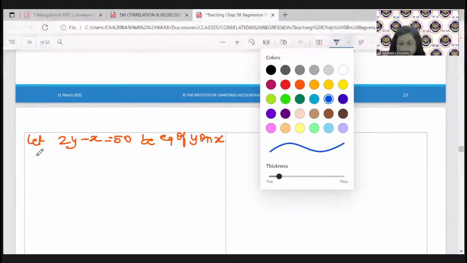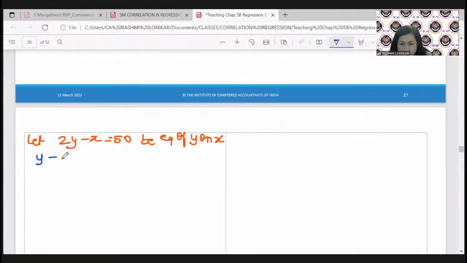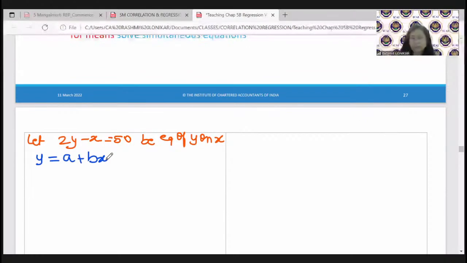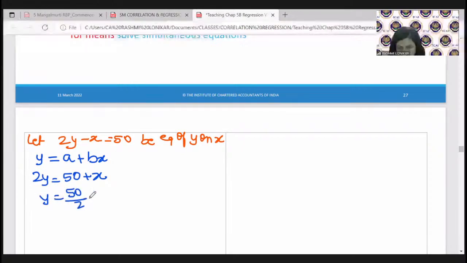Then how do I write it? Because it is y on x, I should write it in the form a plus bx. This is compulsory. You have to write it this way, otherwise you don't find the value of b. If this is the case, then I will write this as 2y is equal to 50 plus x. Y is equal to 50 upon 2 plus 1 upon 2 x.